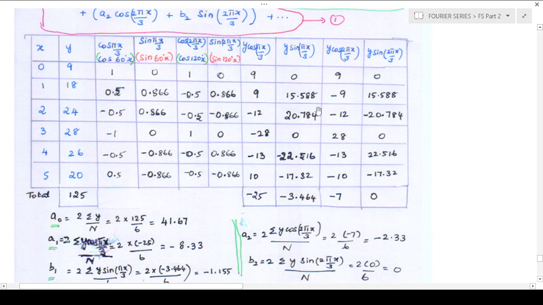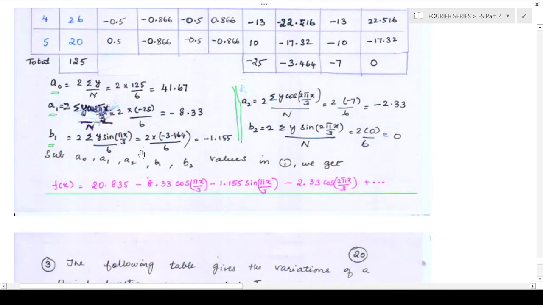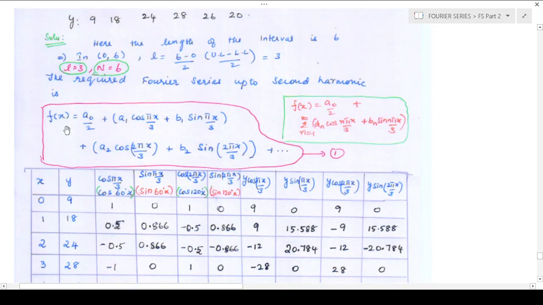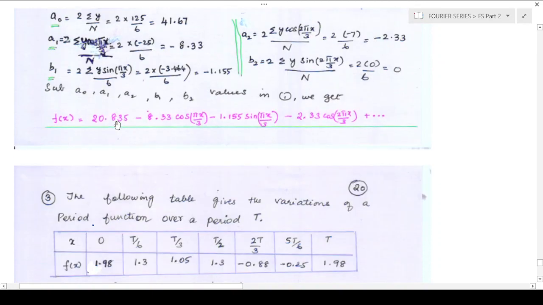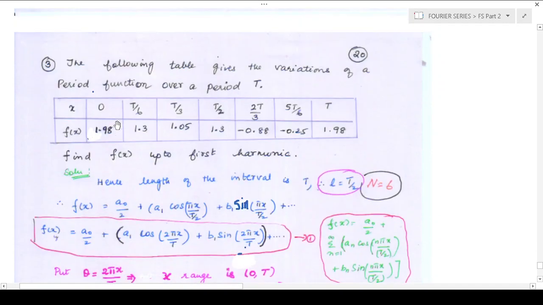This value is summation y sin pi x by 3. So substitute the a0, a1, b1, a2, b2 values, the summation values here, and find a0, a1, a2, b1, b2. Then all these values should be substituted in equation 1 to get the required Fourier series up to second harmonic, children.